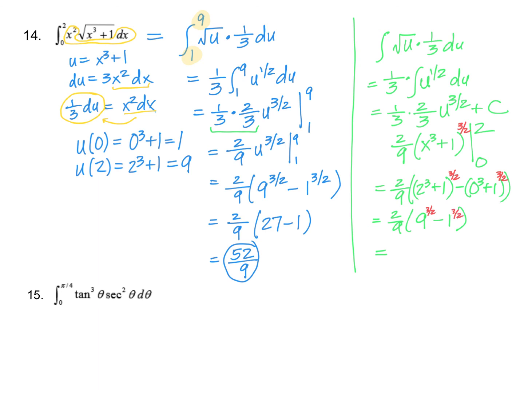Now we are good. All right, 9 to the 3/2 is 27. 1 to the 3/2 is 1. And we get the same thing, 52 over 9. Okay? All right, let's see how this works out in number 15.